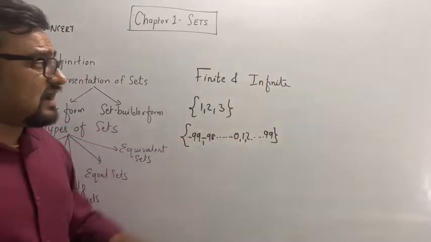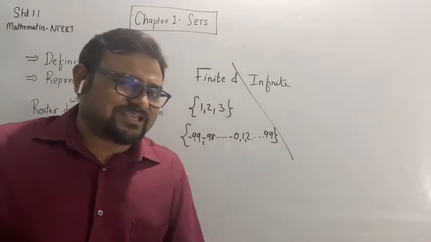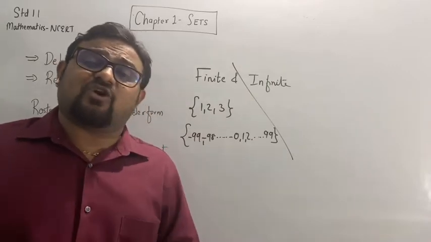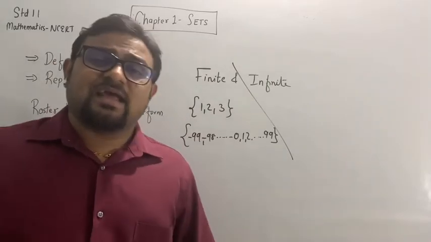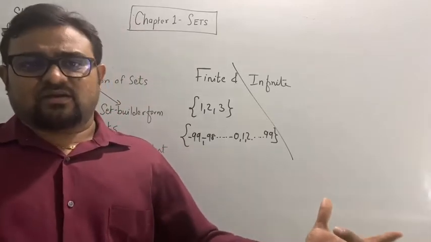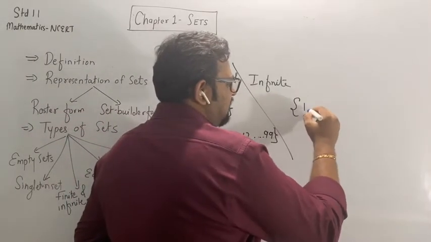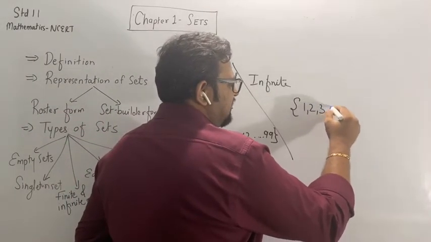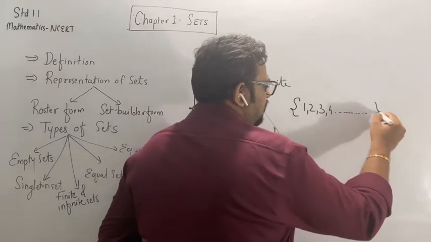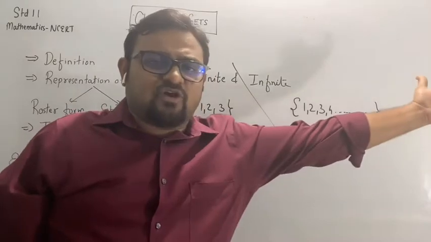But what is an infinite set? It means you cannot count the number of elements. There is not a fixed number of elements, like this way: one, two, three, four, dot dot dot. There is no end on this side.